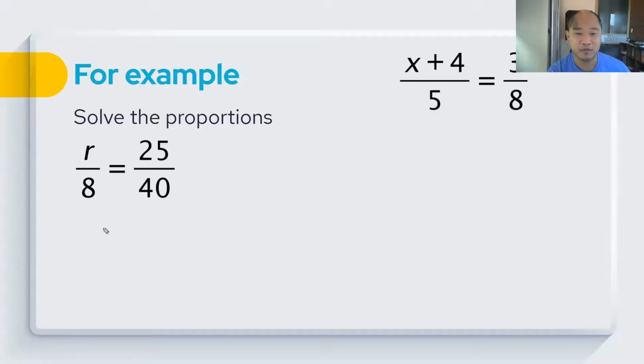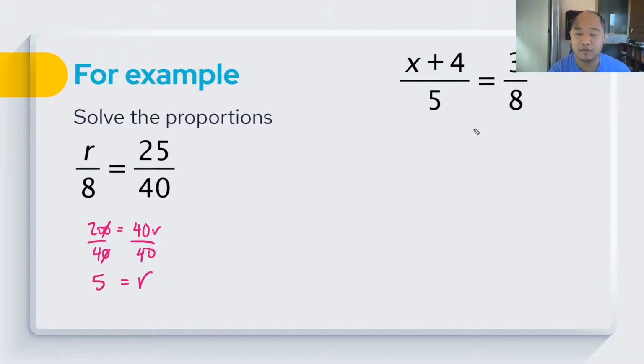All right, welcome back. Here we go. 8 times 25 is 200. R times 40 is 40R. Divide both sides by 40. R equals 5.